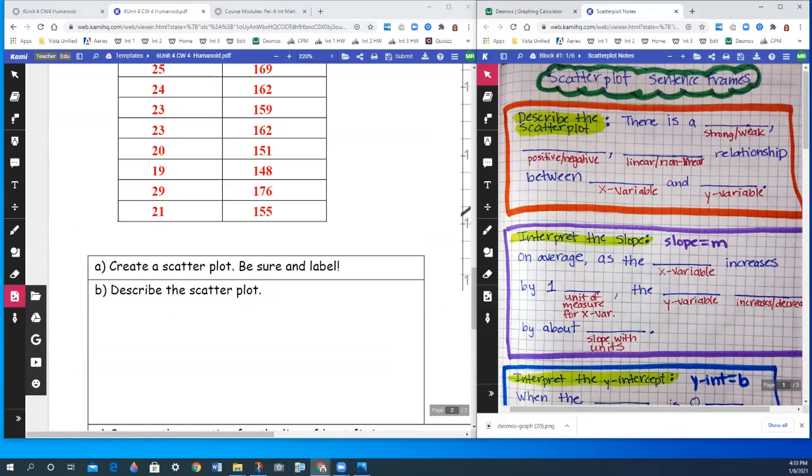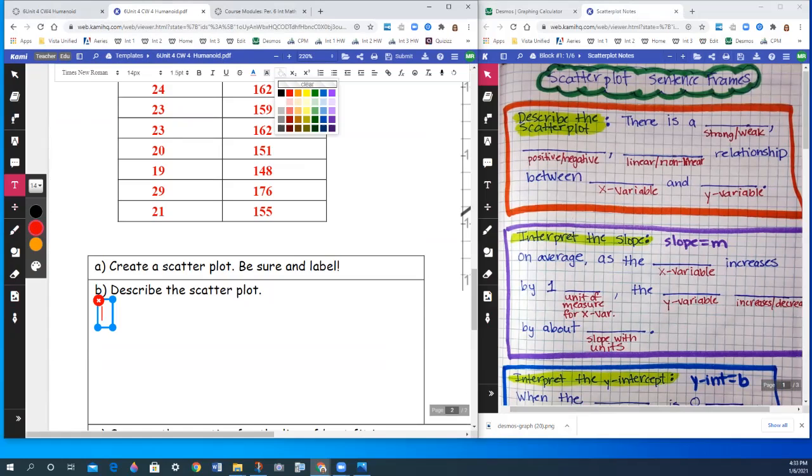So I'm going to come here to describe the scatter plot, and I'm going to grab a text box. And here I'm going to highlight so you can see where I'm writing. Let me change it to black. Okay. And so we're going to be looking at, and let me just make sure everyone knows where I am. So I'm just going to circle it. This right here, describe the scatter plot. This is what I am doing. Okay, describe the scatter plot.